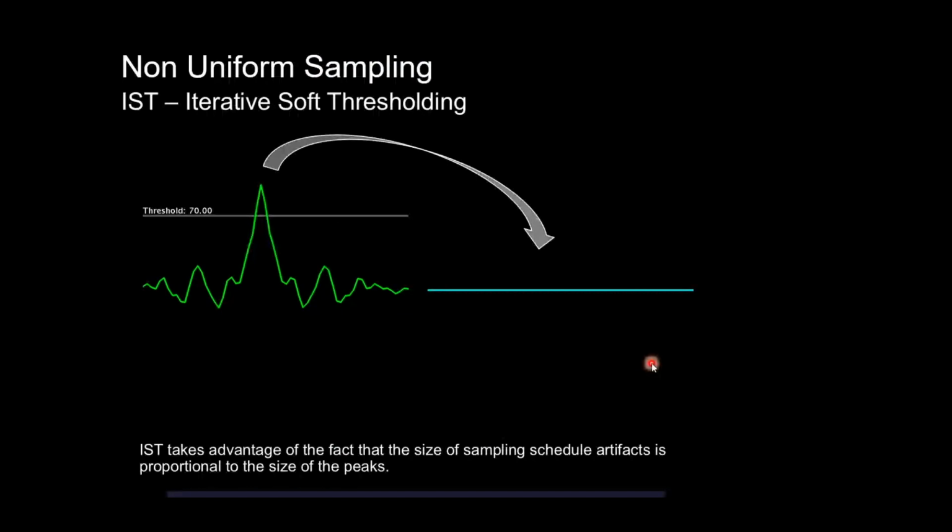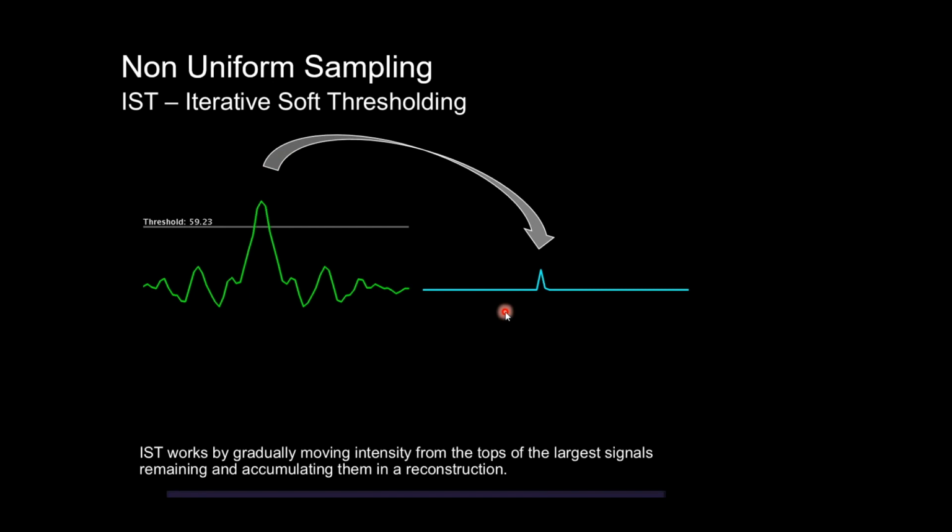So let's talk about this technique of reconstruction called IST, or also iterative soft thresholding. As we mentioned, the size of artifacts in a Fourier transform of the non-uniformly sampled spectrum is proportional to how big the corresponding peak is. So what we can do is choose some threshold which we know is guaranteed to be larger than the largest artifacts in the spectrum. And what we will do is leave everything under the threshold completely unchanged, but above the threshold, we will transfer some of the intensity off the top of the largest peaks into a secondary spectrum, like this. And that will reduce the signal.